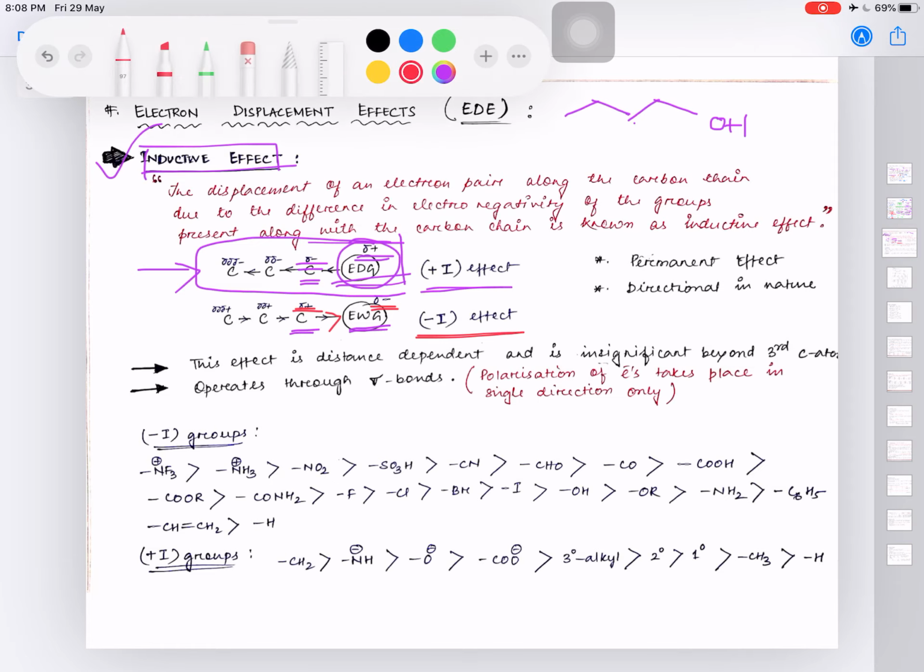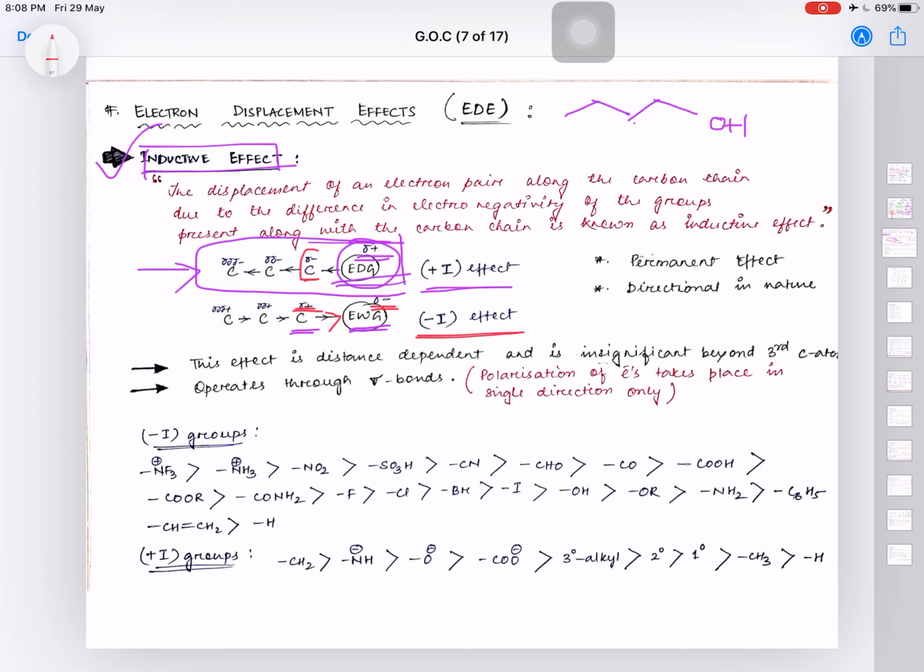How is it so? Say in the plus I effect, this electron donating group is attached to this carbon. So this carbon will have higher electron density because this electron donating group is donating electrons to this carbon. Now it will also have some effect on the second carbon, but it will be less than that on the first carbon, and similarly it will also have some effect on the third carbon. So as a result, this electron donating group's effect is effective only up to the third carbon: the first carbon, second carbon and third carbon. Beyond the third carbon this effect is zero. Means this effect is nullified.